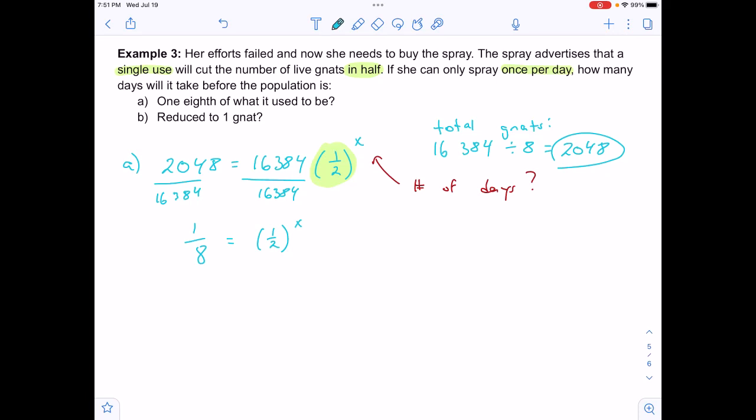Now we're going to create the same base. We have 1 over 2 to the power of 3 is equal to 1 over 2 to the power of x. Same base now, we can imply that 3 is equal to x. Okay, so we have therefore, after 3 days, the population will be 1/8.